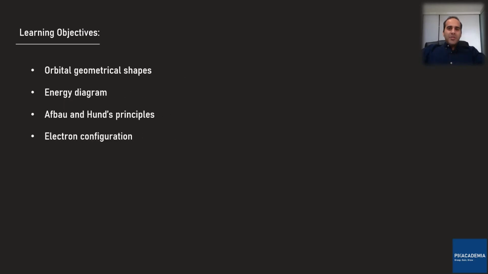By the time you finish this lesson, you'll learn the orbital geometrical shapes, energy diagram, Aufbau and Hund principles, and electron configuration.